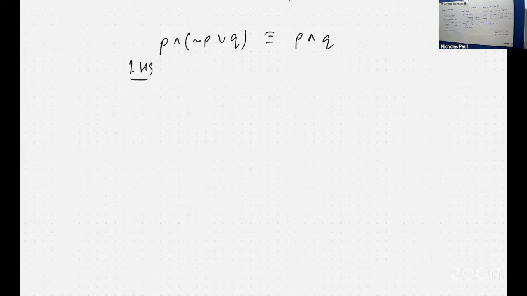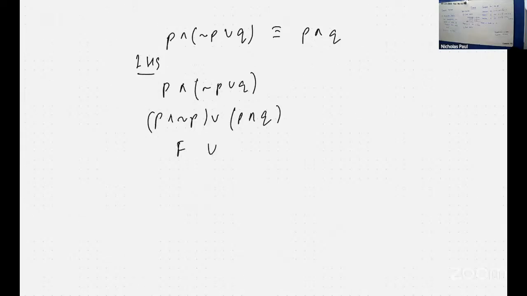P and the negation of P or Q. We could use the distributive law and expand it out. P and the negation of P, or P and the negation of Q. P and the negation of P, that'll be false, false or anything, right? False or anything is anything. So the answer is P and the negation of Q, right? So that's QED.